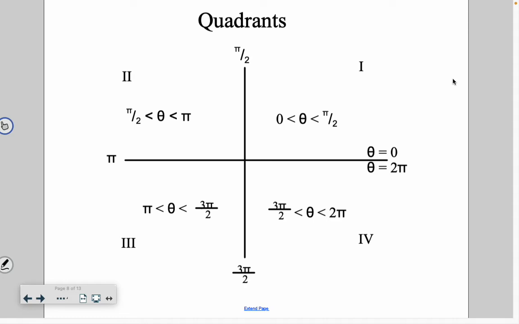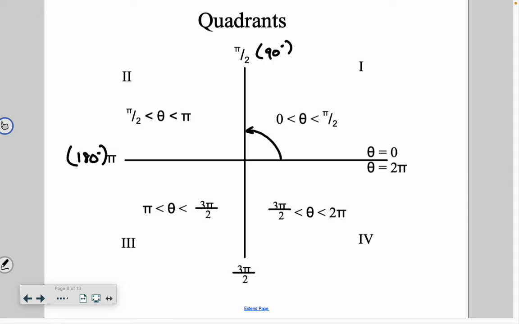We start here, 0 degrees. If we go that far, how many degrees have we gone? 90. So pi over 2 is really just 90 degrees. Therefore, anything between 0 and pi over 2 is between 0 and 90 degrees in terms of angle. Then we come over here into quadrant number 2, and we say this is pi. Well, we already said pi is 180 degrees. So anything between 90 and 180, anything between pi over 2 and pi, puts you in quadrant number 2. And so on, and so on.